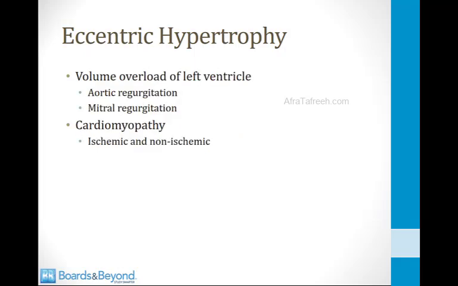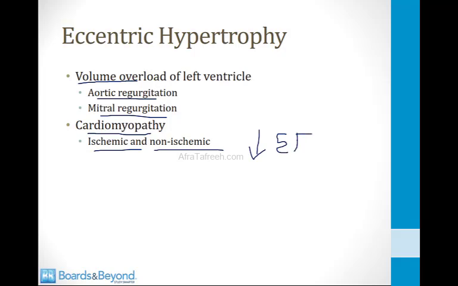This type of hypertrophy classically occurs in situations where there is volume overload of the left ventricle, basically when the left ventricle is flooded with blood volume. And the two classic valve conditions that cause this are aortic regurgitation and mitral regurgitation. You can also see eccentric hypertrophy in many forms of cardiomyopathy, including ischemic cardiomyopathy and non-ischemic cardiomyopathy. So when my patients with heart failure who have a reduced ejection fraction develop hypertrophy, the type of hypertrophy they usually have is eccentric hypertrophy.